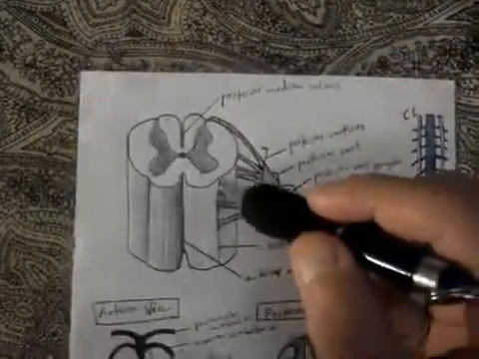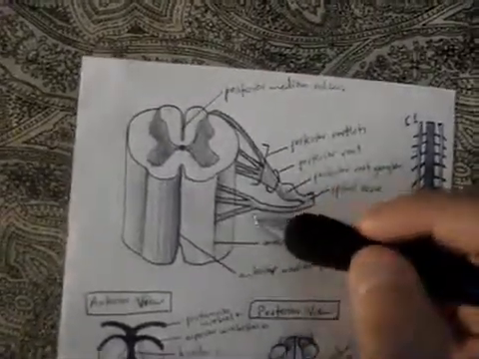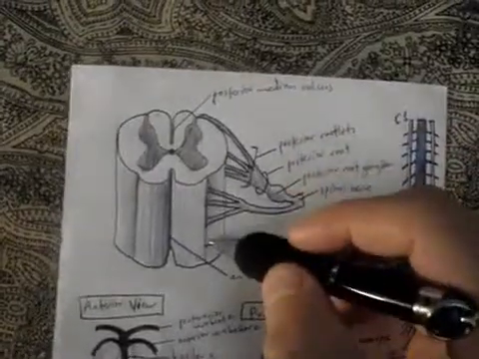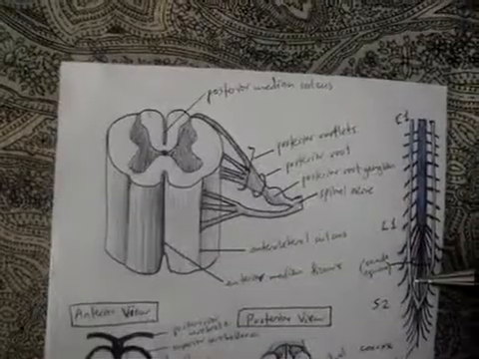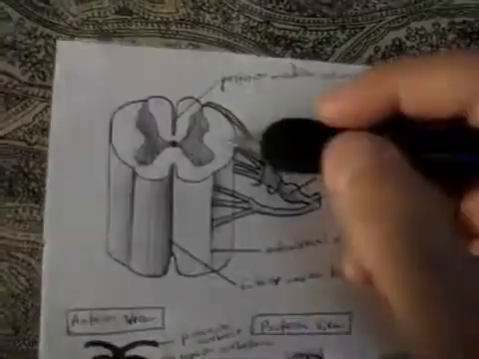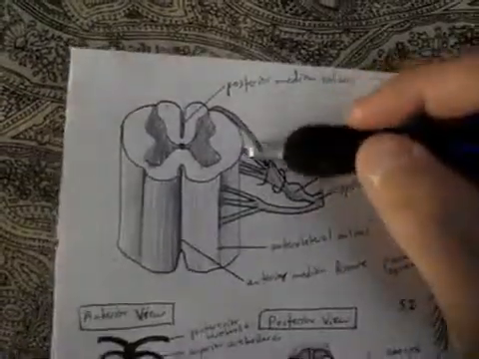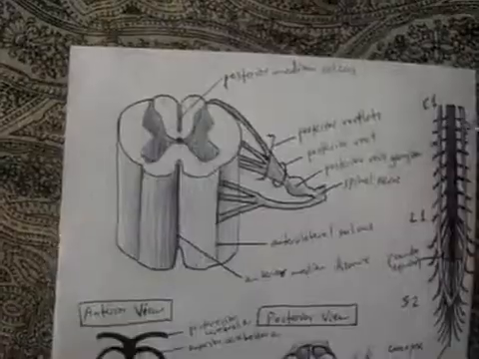From the anterolateral sulcus emerge the rootlets. These are the nerves coming out from the spinal cord. From the anterolateral sulcus comes out the anterior rootlets. From the posterolateral sulcus comes out the posterior rootlets. So rootlets is plural, root is singular.